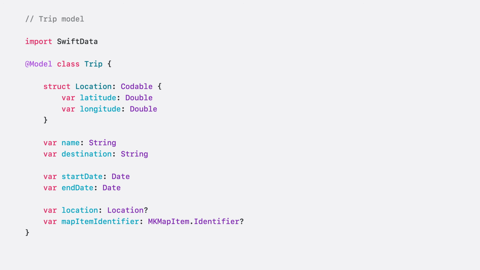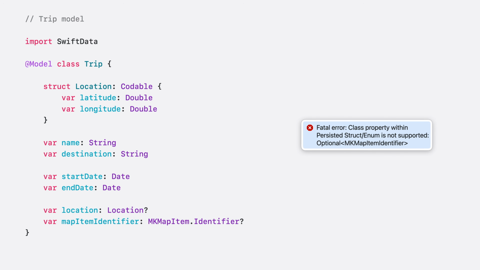I want to store the coordinates and the MKMapItem identifier in the trip model, so I'm adding them to the trip class. But now, when I launch the app, SwiftData raises a fatal error. Class property within persisted struct or enum is not supported, pointing at MKMapItem identifier as the cause.